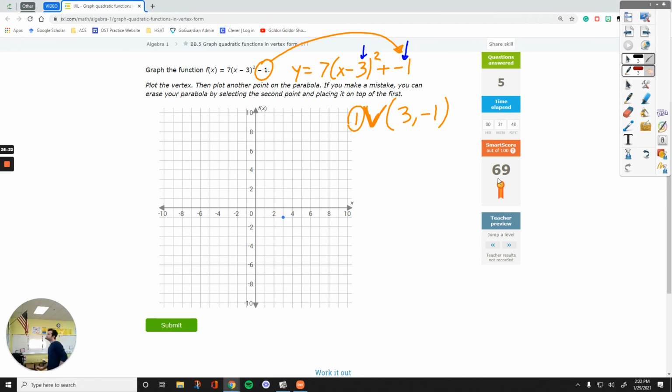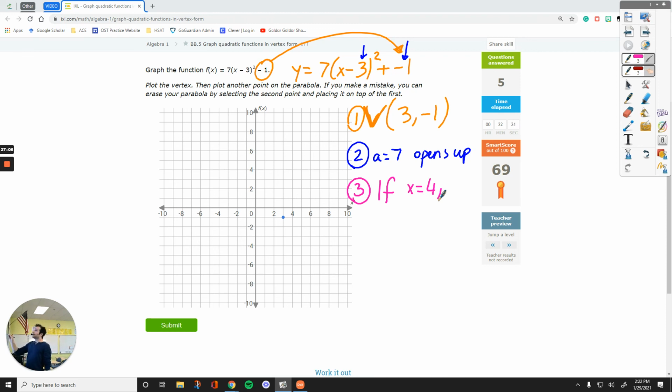And then step 2. A is positive 7. Opens up. Last step. Plug in a number. So I see that if I plug in 4 for x, it's going to be 4 minus 3. If x equals 4, I will have 1 in the parentheses. That's going to make that number very small. It's going to be easier to calculate.